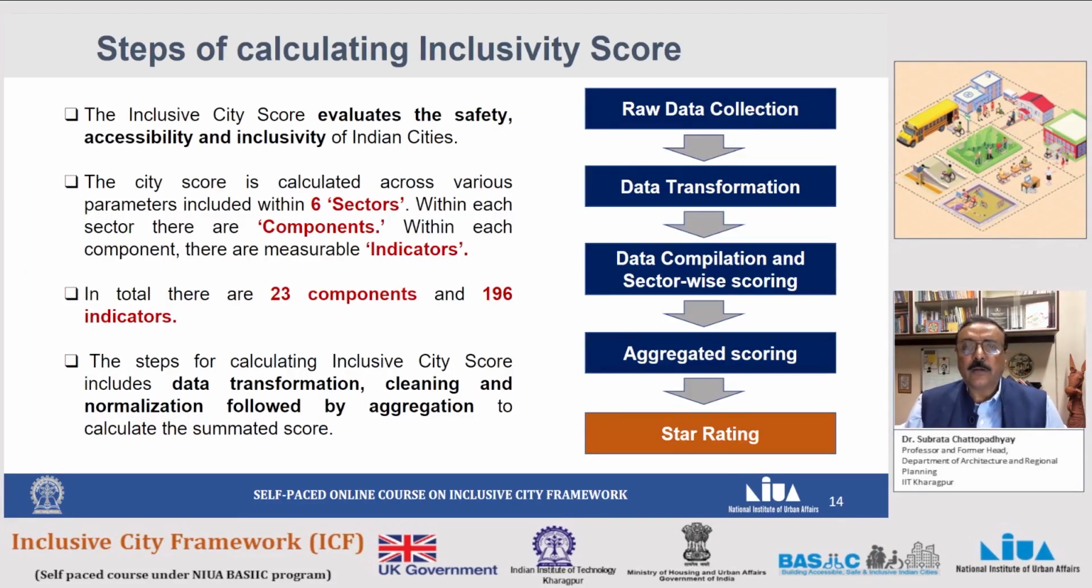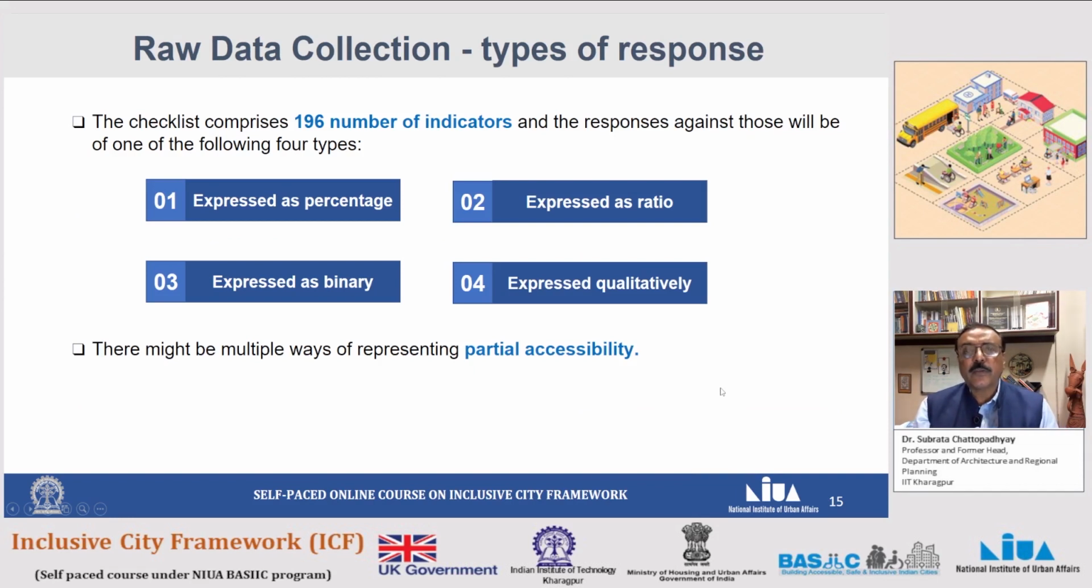So here we are. The raw data collection is over by using the checklist. Next is transforming them and compiling them for sector-wise scoring, leading to overall star rating. Now, 4 types of responses will be received from the checklist.